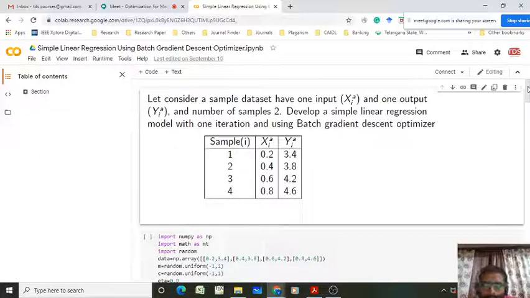So for all the cases I am taking the same numerical example. Let's consider a sample data set with one input and one output. The number of samples is 4. I forgot to edit it. Develop a simple linear regression model with one iteration. For a hand calculation, I suggest one iteration, but since we are doing the program, you can choose 100,000 or 10,000 using the batch gradient descent optimizer.